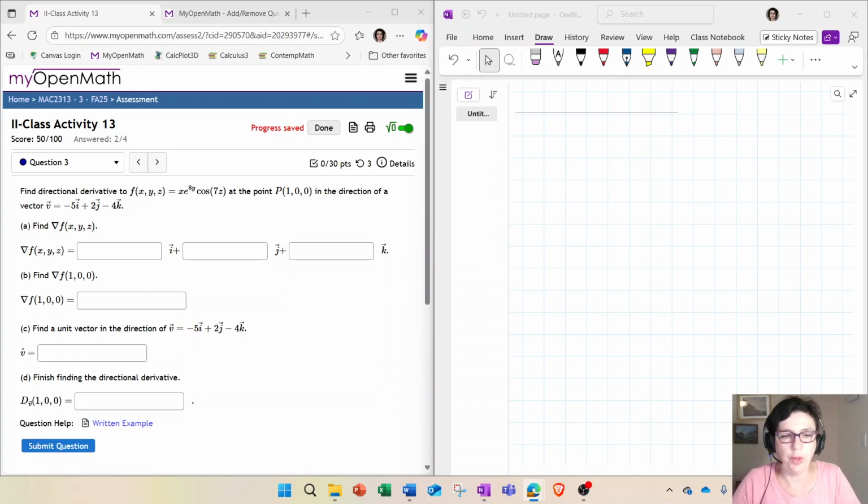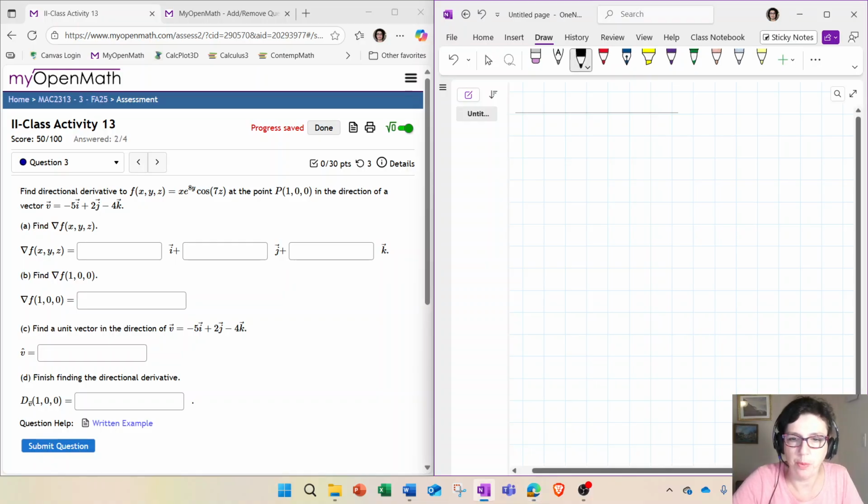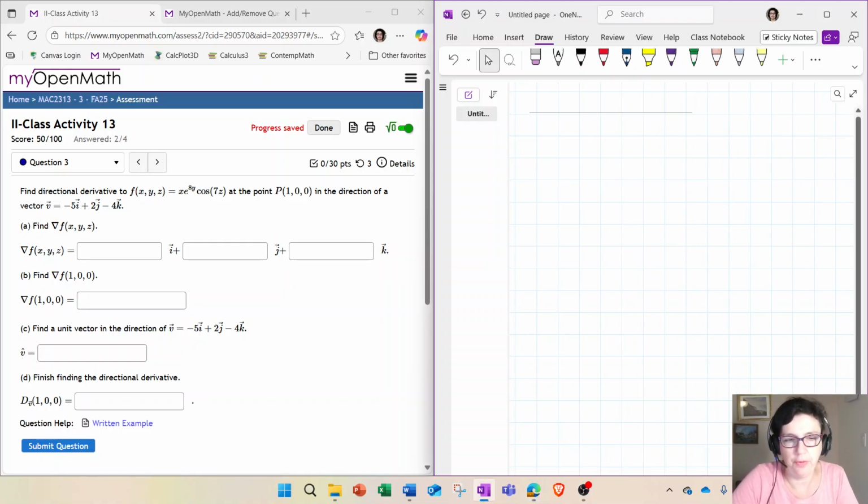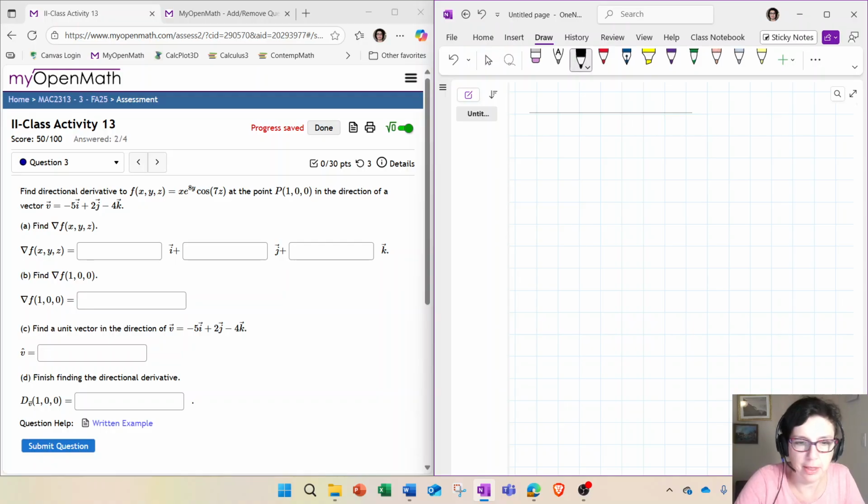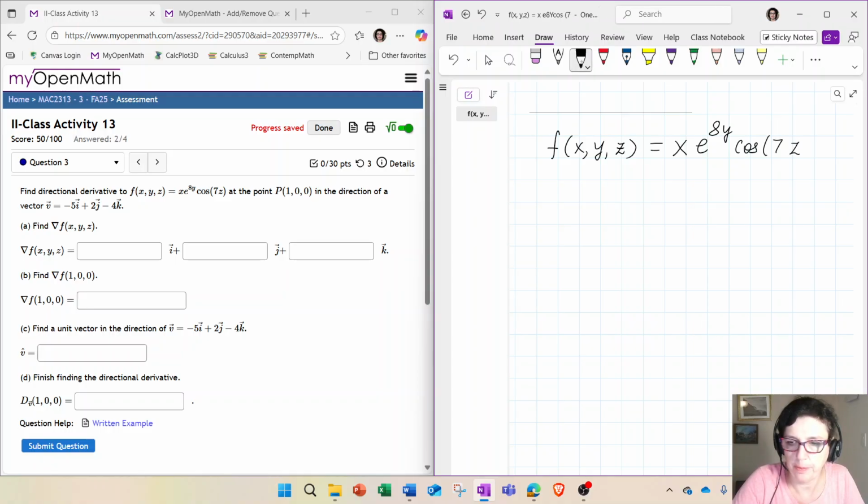Okay, guys, in this video, we're going to take a look at directional derivatives also, but this time the direction will not be given using an angle. The direction will be given using a certain vector. The idea is the same, and unfortunately, I cannot do a geometric interpretation of this because I have three variables here: x, e to the power 8y, and then cosine 7z. The point at which we're interested in finding the directional derivative is (1, 0, 0), and the direction vector is negative 5i plus 2j minus 4k.